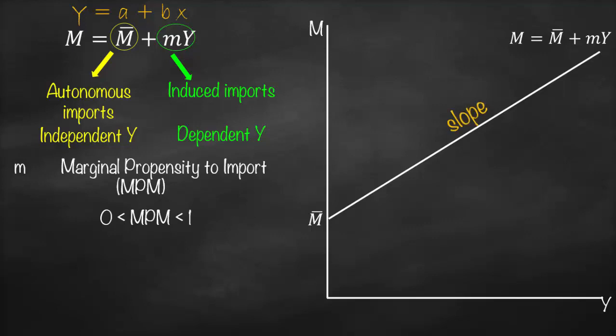Therefore, our slope will be change in M divided by change in income. Therefore, our marginal propensity to import is equal to change in M divided by our change in Y, which means a change in imports divided by our change in income.